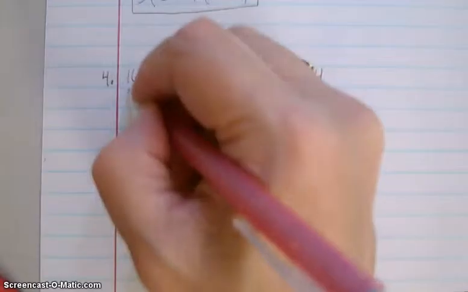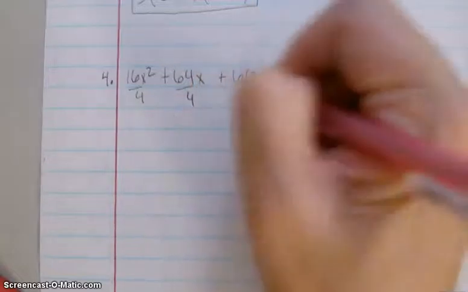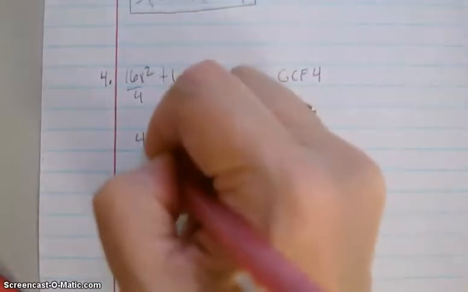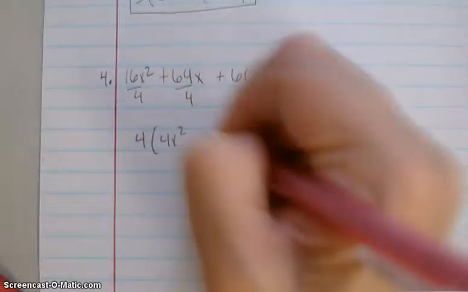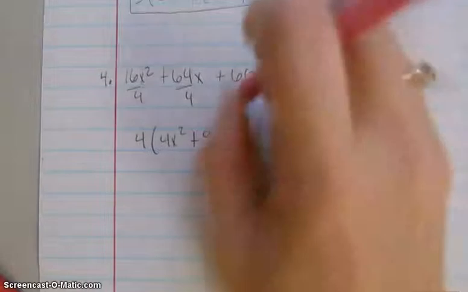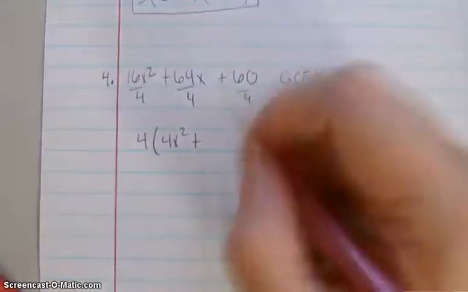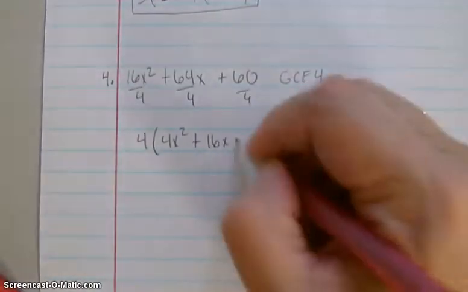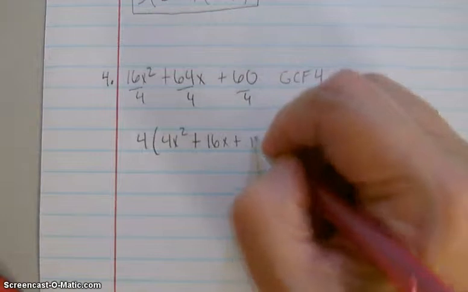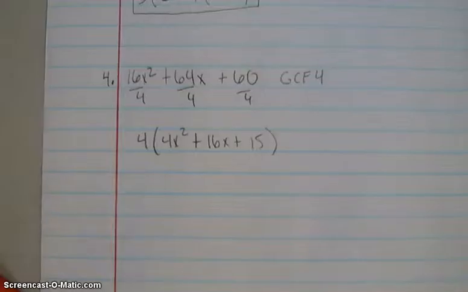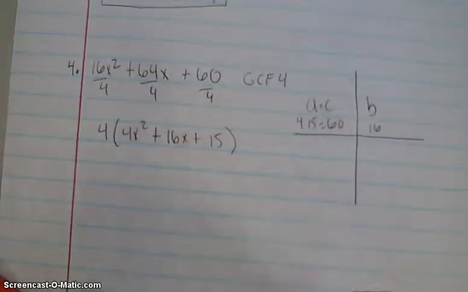So if I divide that out by everything here, put 4 on the outside, I have 4x squared plus 16x plus 60 divided by 4 is 15. Okay, so that's my new equation there. So I need to set up my table of values. So I'm going to do that. Okay, so I made my table of values.